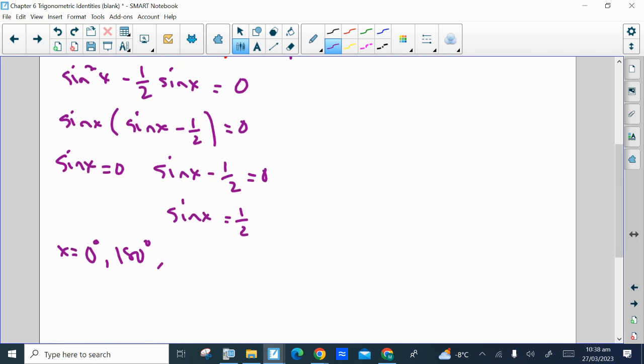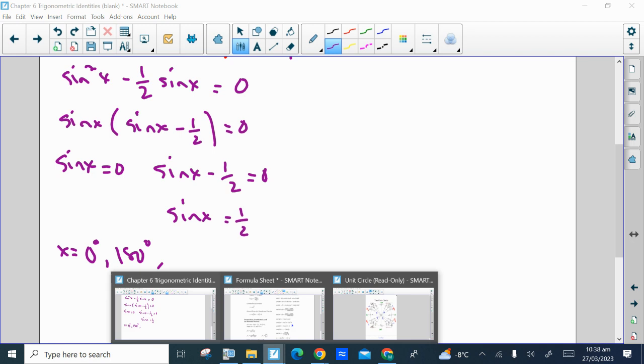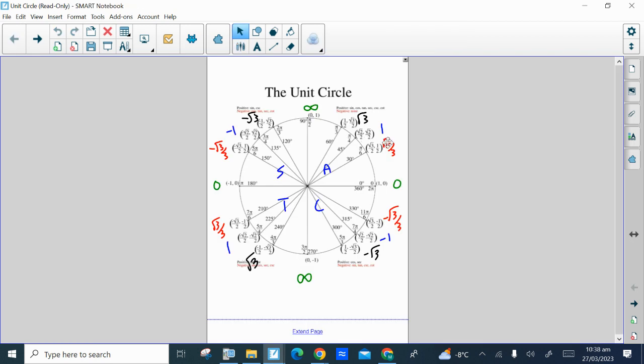The sine equals positive a half here at 30 degrees and over here at 150.